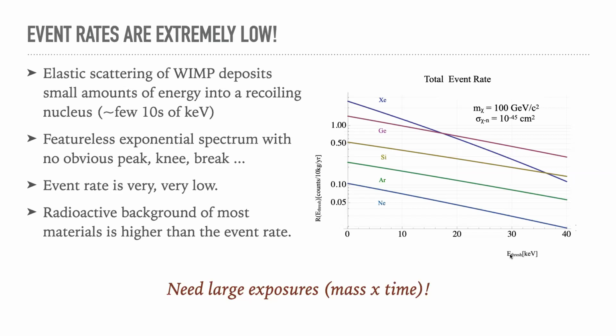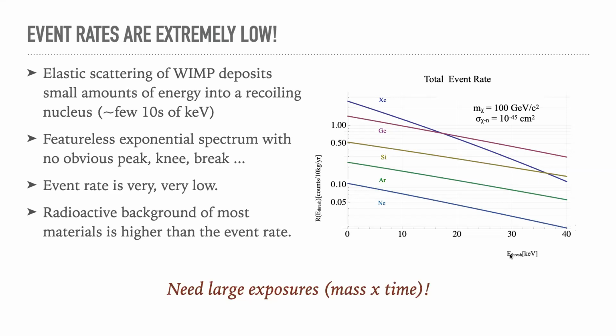So essentially, if I have a threshold of 10 keV of deposited nuclear recoil energy, that means in, say, germanium and xenon, I will see one event in 10 kilograms of material in a year. So just to give you a sense of the challenges we're talking about, and why we need big masses.